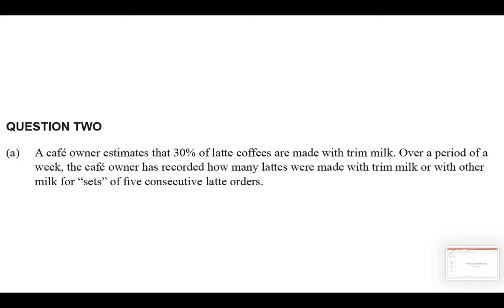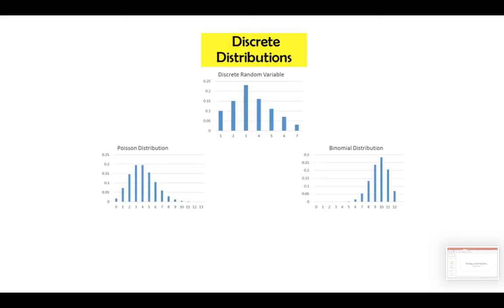A cafe owner estimates that 30% of latte coffees are made with trim milk. Over a period of a week, they've recorded how many lattes? So straight away, how many lattes are made with trim milk or other in a set of 5 consecutive latte orders? So how many is going to be 1, 2, 3, or none maybe. So we're no longer talking continuous, we're talking discrete distribution.